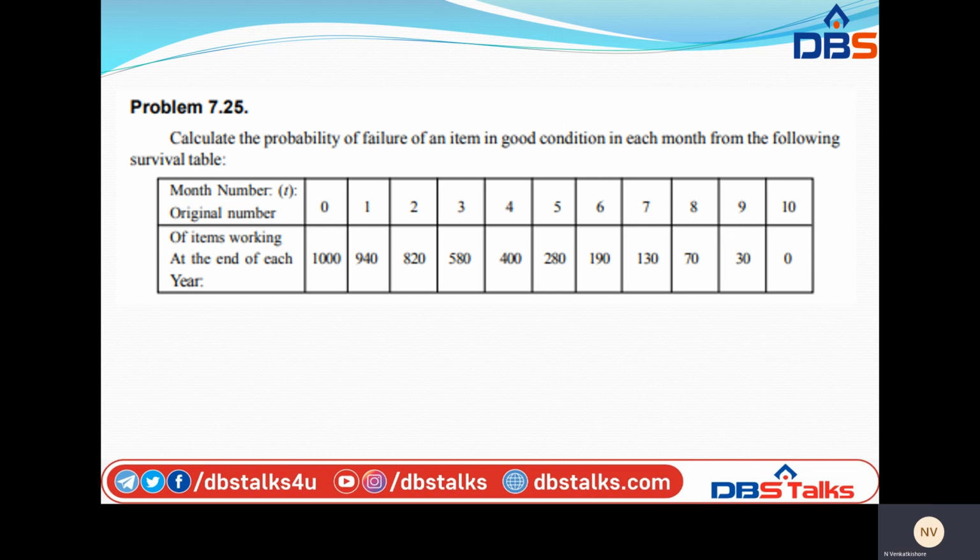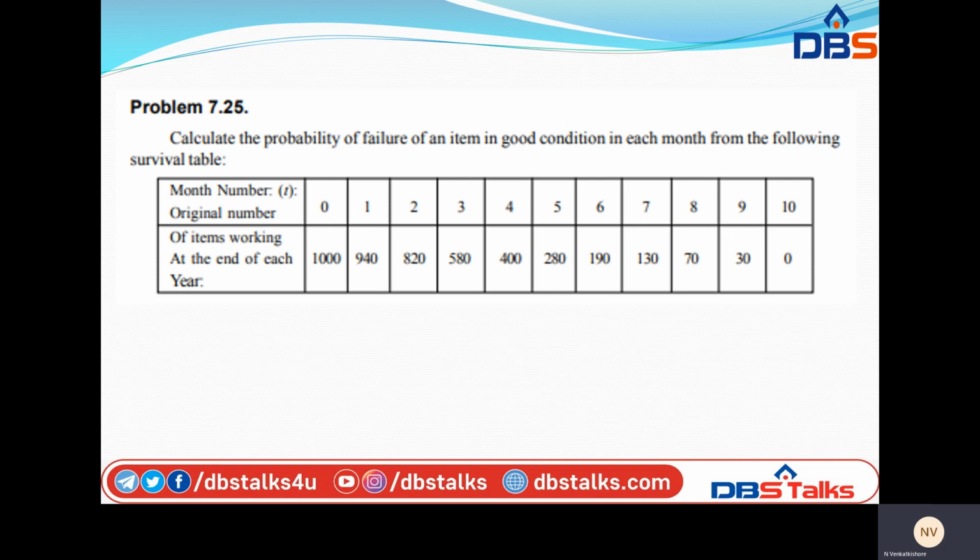Here, what is the problem? Calculate the probability of failure of an item in good condition in each month from the following survival table. So here we need to find the probability of failure. Then what is the number of months? The number of months means the 0th month, 1, 2, 3, up to 10 months; here we are calculating.